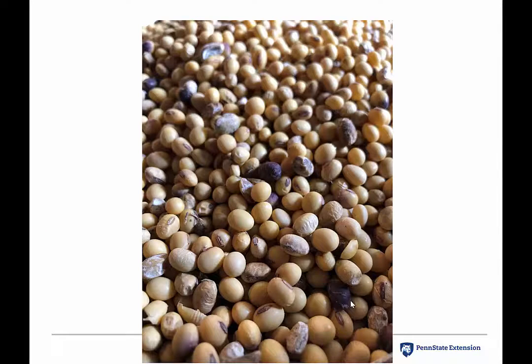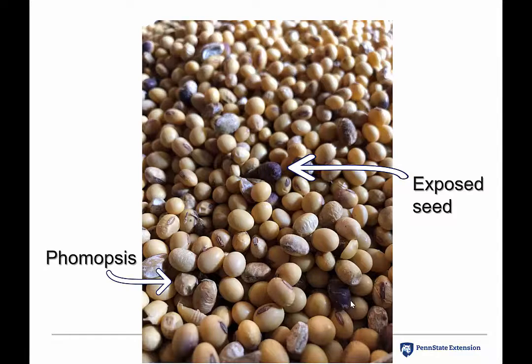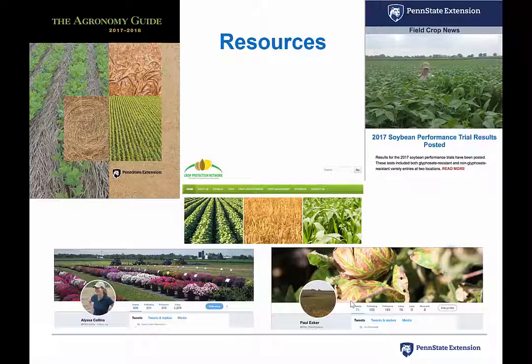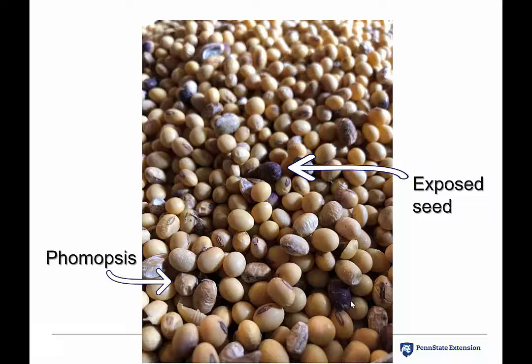This is a photo from Melissa Collins just showing a seed lot. Lots of little friends in there in terms of the grain quality side, Phomopsis, exposed seed, some shattering issues. Among the purple seed stain as well in some of this.